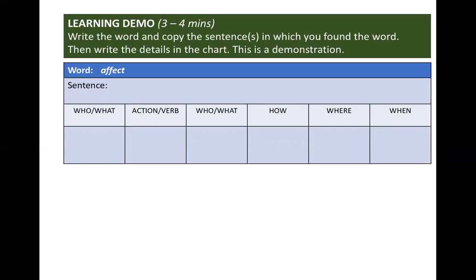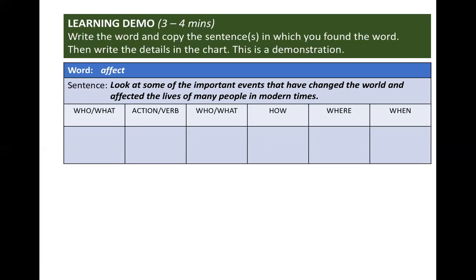Good. Then we're going to copy the sentence or sentences in which we found the word. Okay? We copied the sentence. Look at some of the important events that have changed the world. So if they're copying this sentence, they are actually highly engaged in looking at the book and copying English words, even though it doesn't mean much yet. Now let's go to meaning.